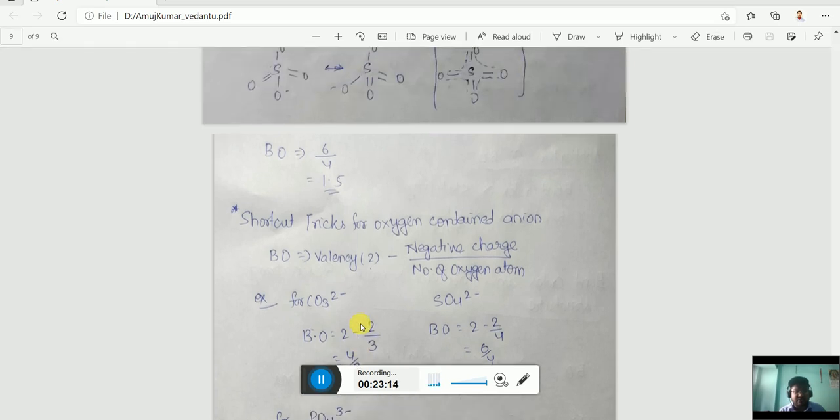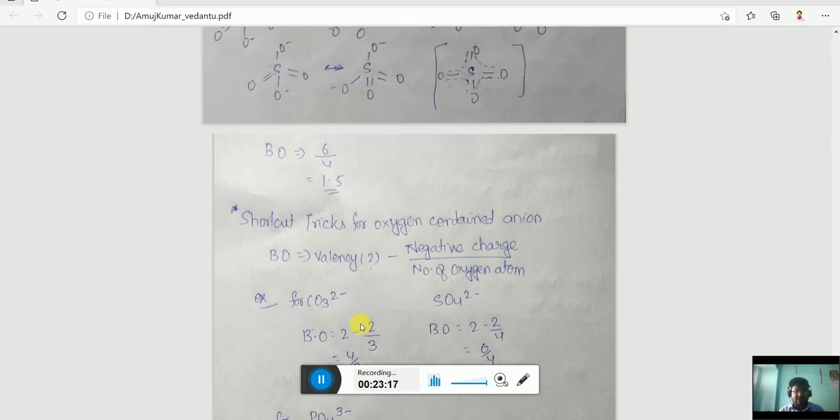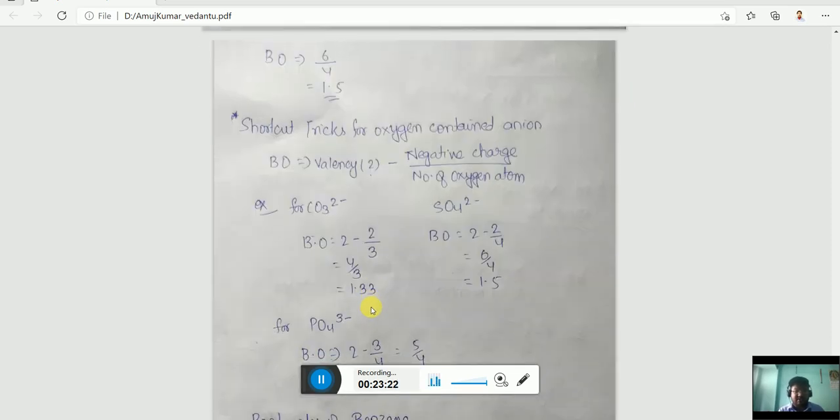This is a very good shortcut trick, because drawing resonating structures is very time consuming, and this type of question is asked in every exam of NEET, JEE Mains. So you should focus more on these shortcuts, because you have to do this question in very little time, within 10, 15, 20 seconds. First you should also know how to calculate bond order by the general process and also by these shortcut tricks.